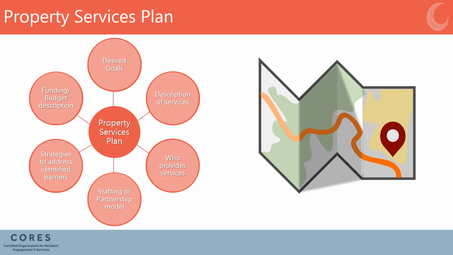Again, your property services plan should be updated at least once every 3 years and is your roadmap for services at the property. While we require that this tool is updated at least once every 3 years, we do recommend that it is reviewed at least annually in tandem with your budgeting process to ensure alignment.